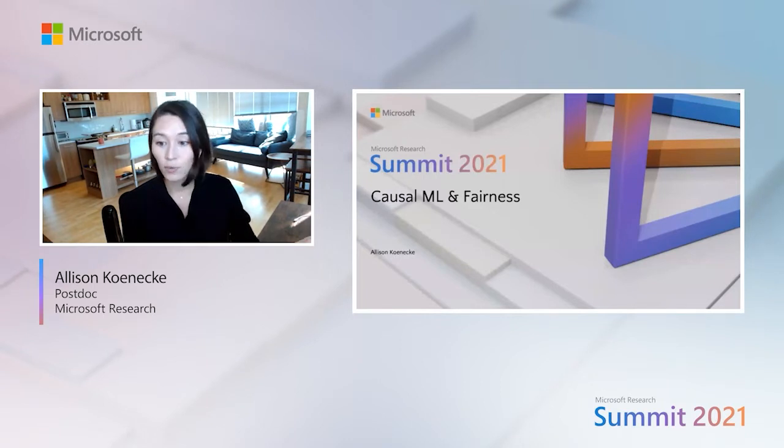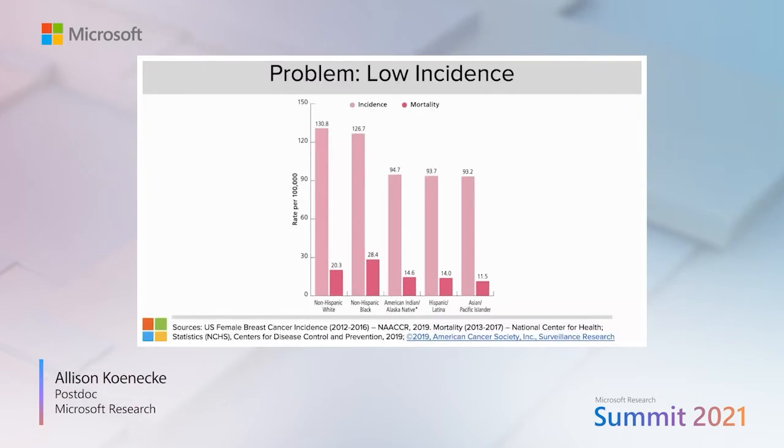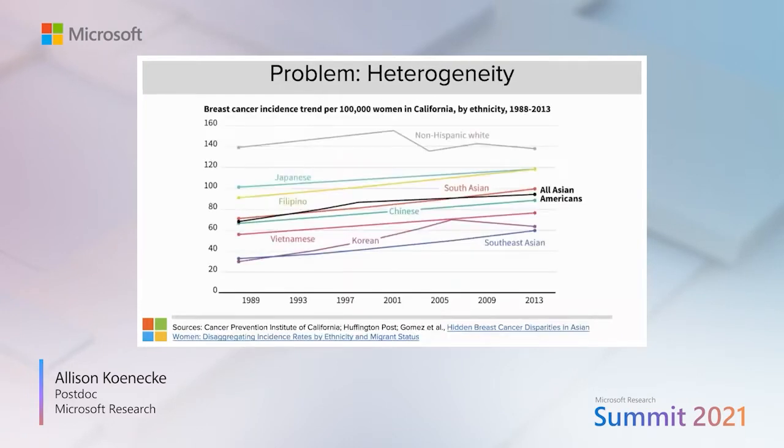So in the US, Asian women's breast cancer death rates are roughly half that of white American women. But that said, you can see from this chart that there is a huge amount of heterogeneity among Asian women. For example, incidence is roughly doubled for Japanese women relative to Korean women in the US. So this means we need increased awareness, targeted cancer control, and lots more research to better understand underlying factors.